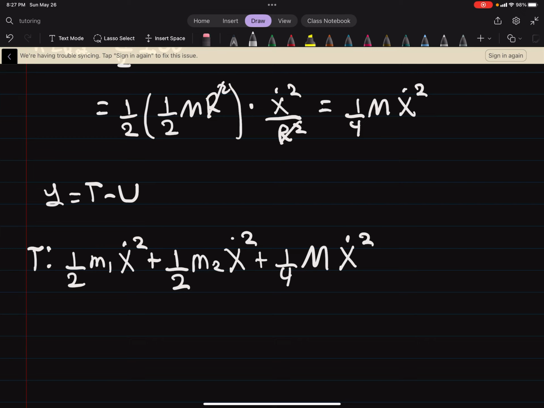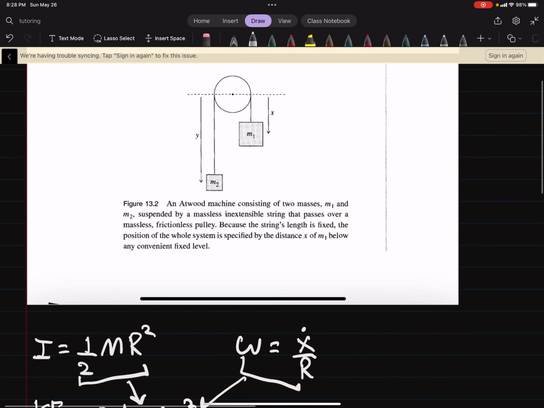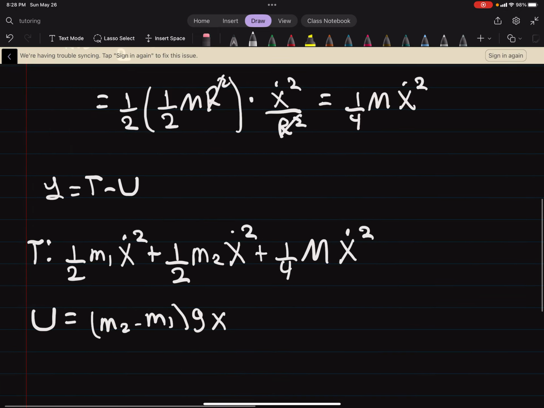Now our potential energy, that's going to be no different from before. It'll be m2 minus m1 times gx. So this doesn't change at all from the previous problem. And all it is the gravitational potential energy of mass 2 and mass 1. Okay.